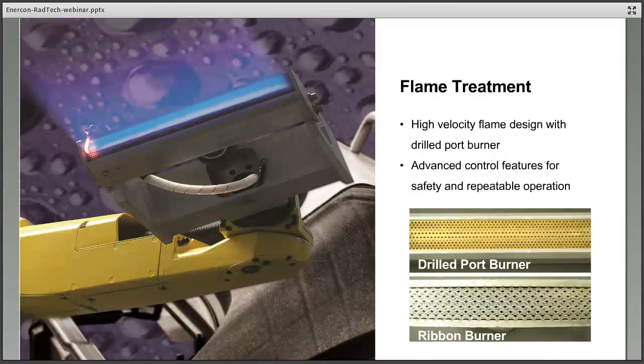And if you're looking to invest in a piece of equipment like this, the drilled port burner you can clean, which is huge. You don't have to throw away the burner when it's all clogged up. And a ribbon burner, unfortunately, is a welded together piece and doesn't allow you to clean it in any way.